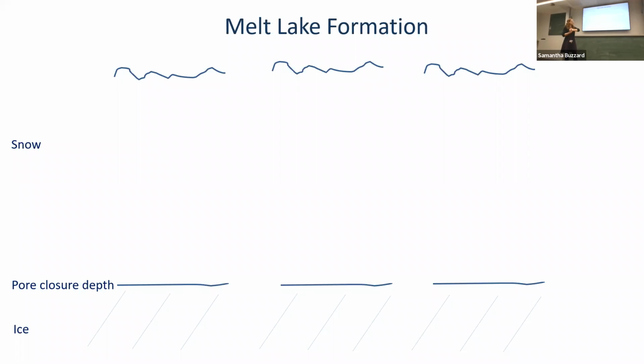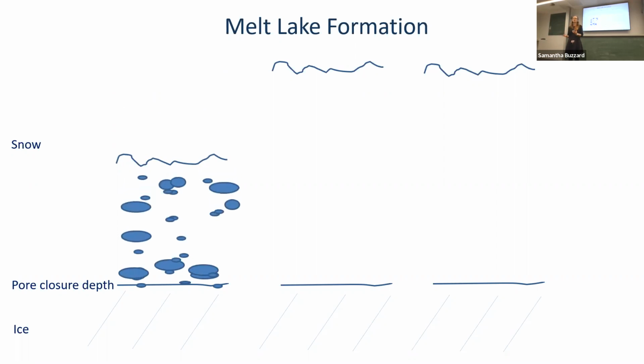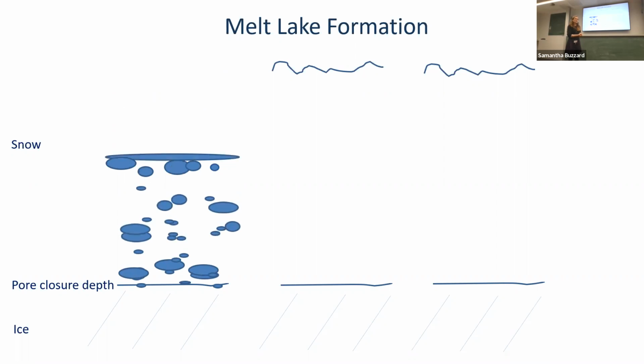Okay, so there are three basic situations. First of all, we have snow up here, ice down there, and the pore closure depth is where water can get to. If you get melting at the surface of an ice shelf, the water is going to percolate down into the snow. Quite a lot of that is going to refreeze within the snow because the snow is pretty cold, it's Antarctica, but some of it will get all the way down to the pore closure depth. Now, as it does that, and as it refreezes, it will increase the temperature of the snow around it because it releases latent heat.